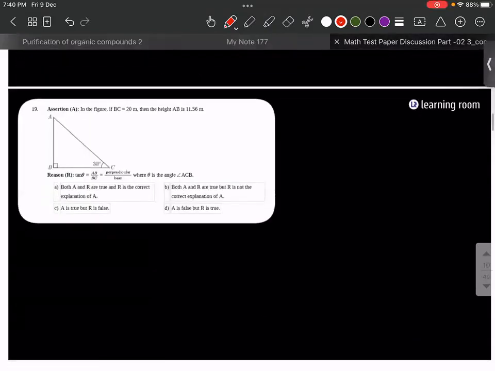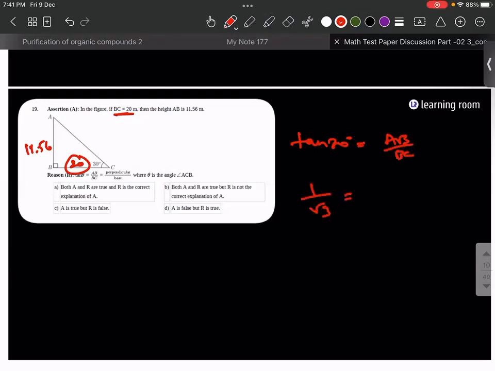Yes, sir. Next. In the figure, BC is 20, and the height AB is 11.56. If BC is 20, then the height is 11.56. Is that right? That is what they are asking. So what will you do? Sir, you take tan. Tan 30 will be equal to AB divided by BC. Tan 30 is 1 by root 3, equal to AB divided by BC, which is 20. So take 20 to the other side: 20 root 3 divided by 3. This is equal to AB.